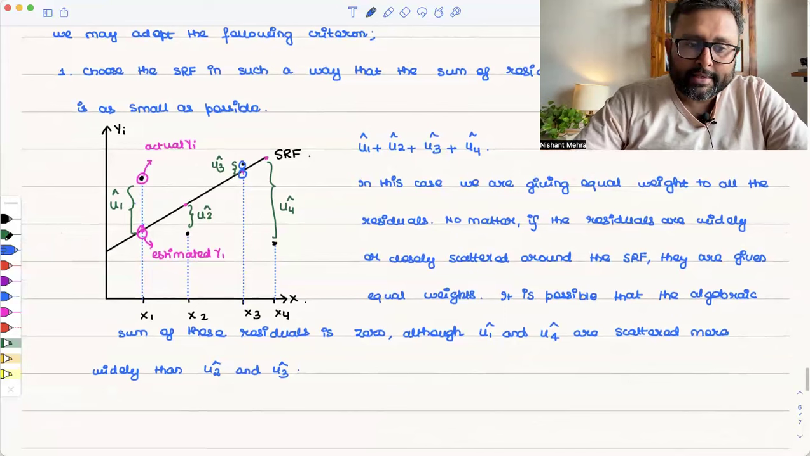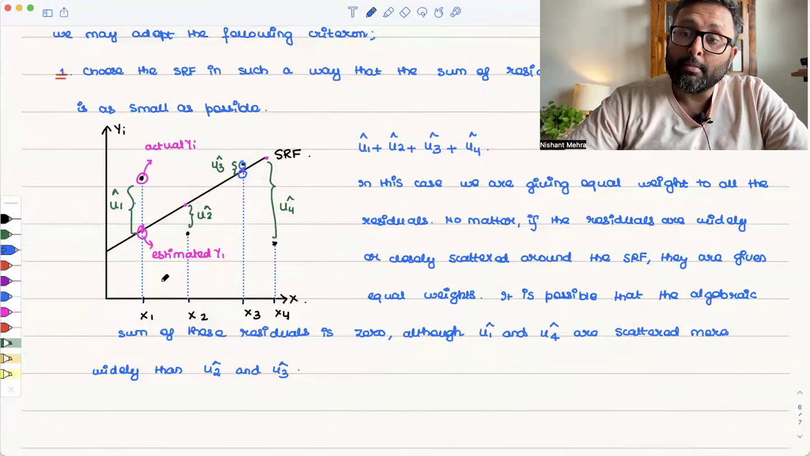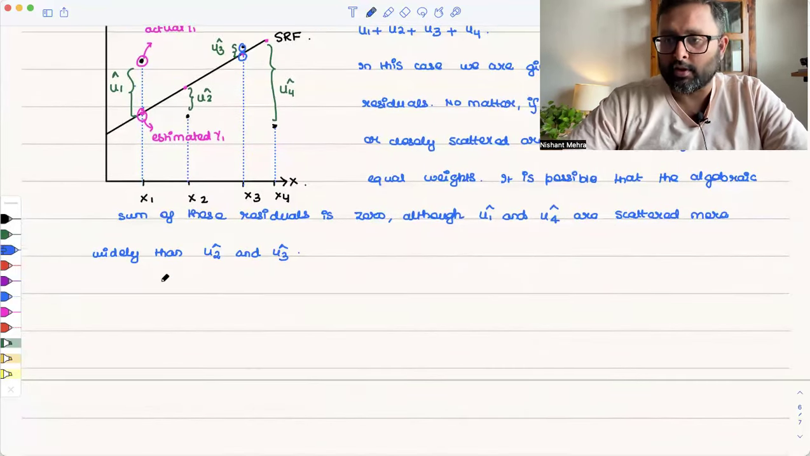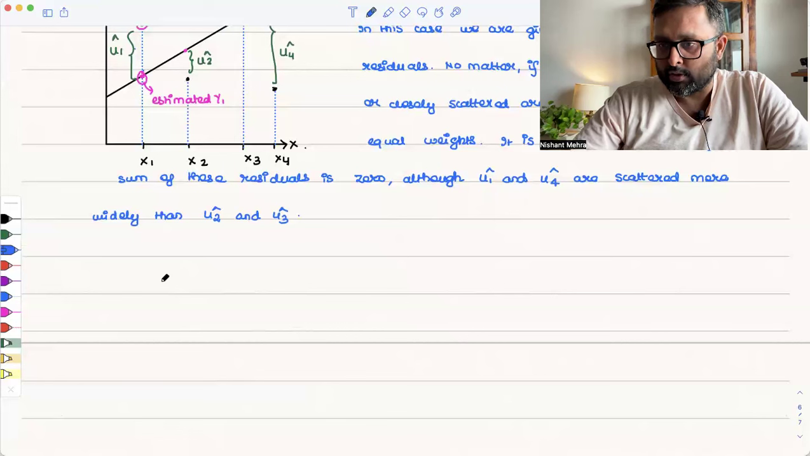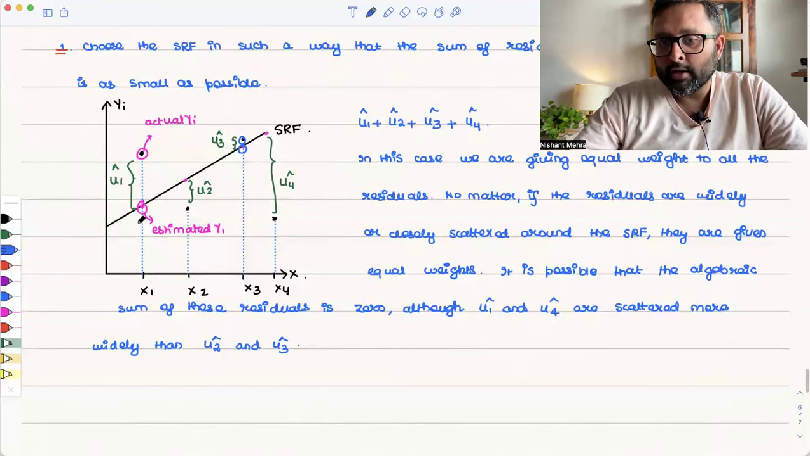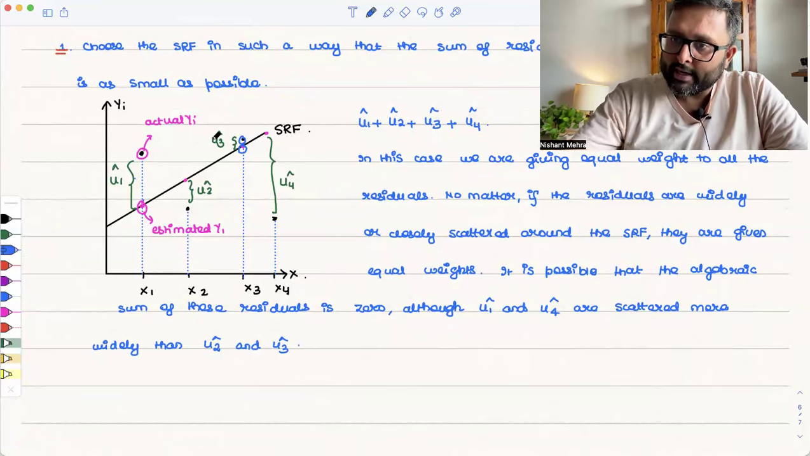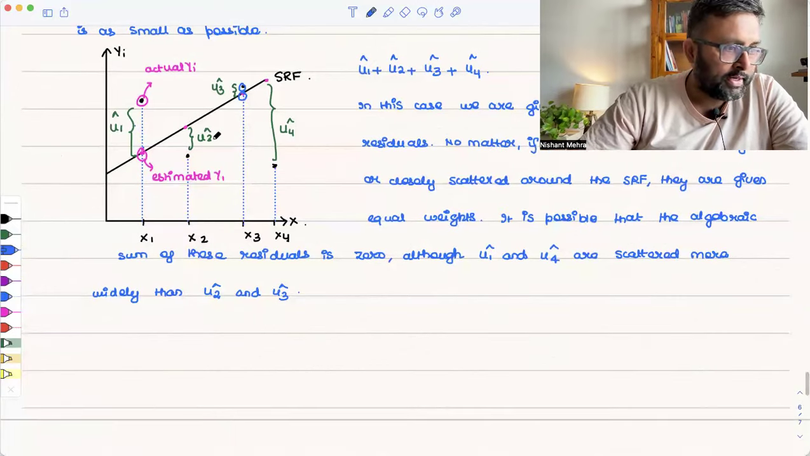The solution is that instead of minimizing the sum of the residuals, why don't you try to minimize the sum of squares of the residuals? In that case, you will be giving different weightage to the different residuals. Those who are widely scattered will be given more weight. Those who are less scattered will be given less weight. So you will understand now. So you're not giving equal weight to all kinds of residuals. So that is the point. Please write this.